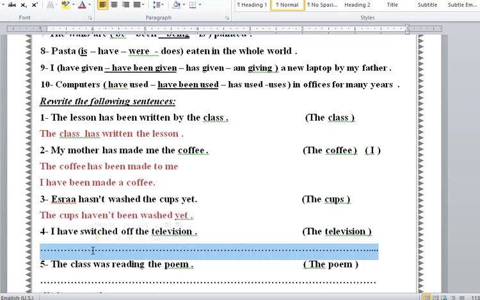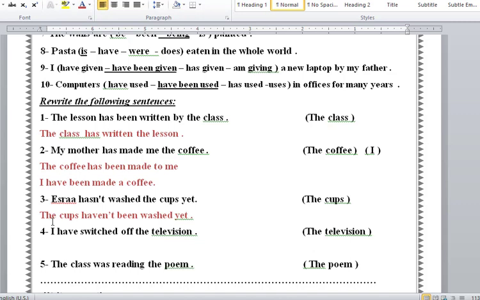I have switched off the television, so it will be the television. Here we are. The television. Have or has? Sure, it will be has plus been plus PP, which is switched off by me or without by me.